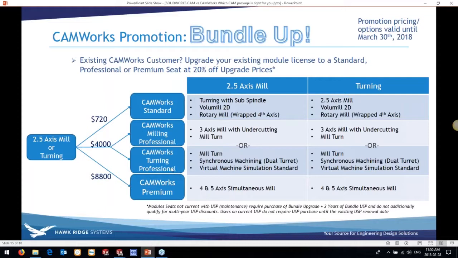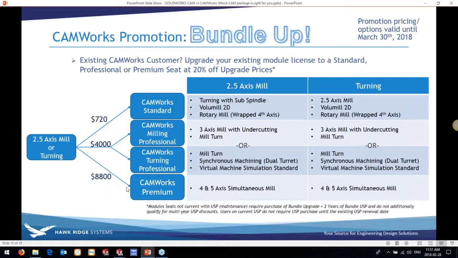If you wanted to go to Turning Professional, what you would get is mill turn, synchronous machining, and dual turret programming, so you can synchronize spindles, and the full virtual machine simulation standard, so you can actually simulate the machine environment rather than just the chuck and the tool on the screen there. And if you went to the Turning Professional, you would get everything in CAMWorks Standard. You wouldn't get the Milling Professional as well. So if you go Turning Professional, you wouldn't get 3-axis milling.